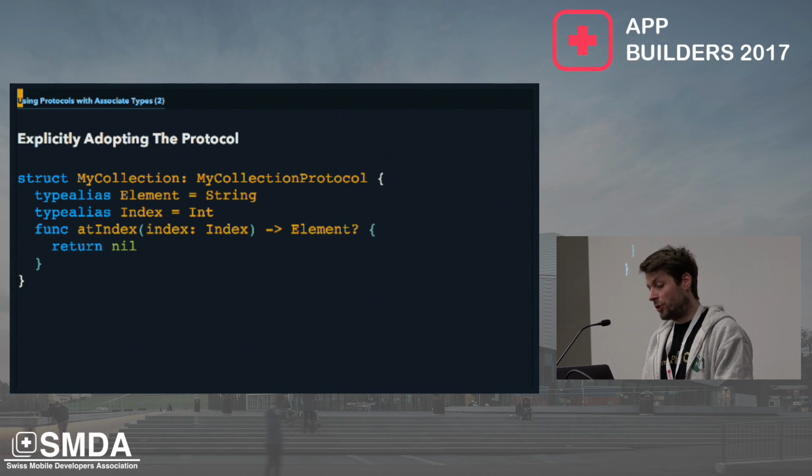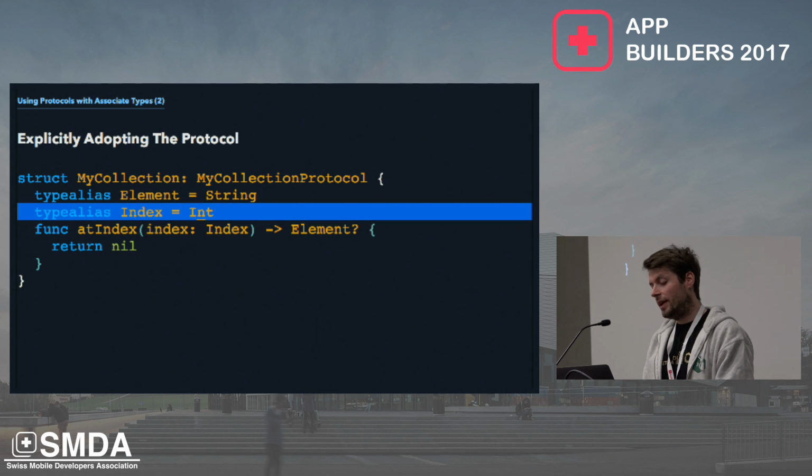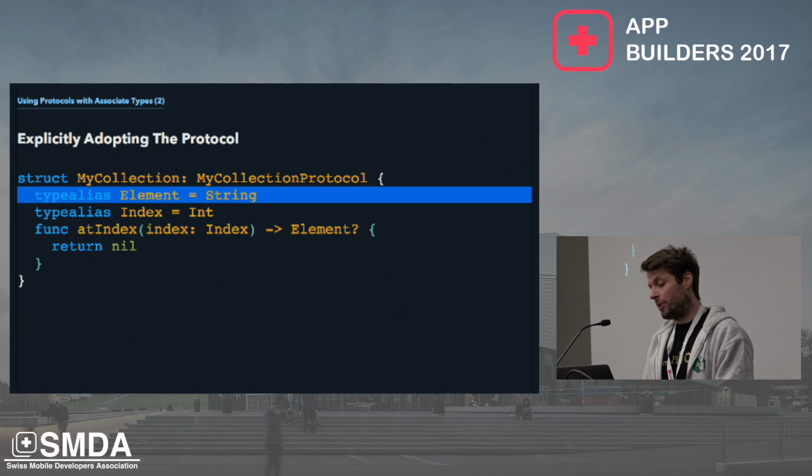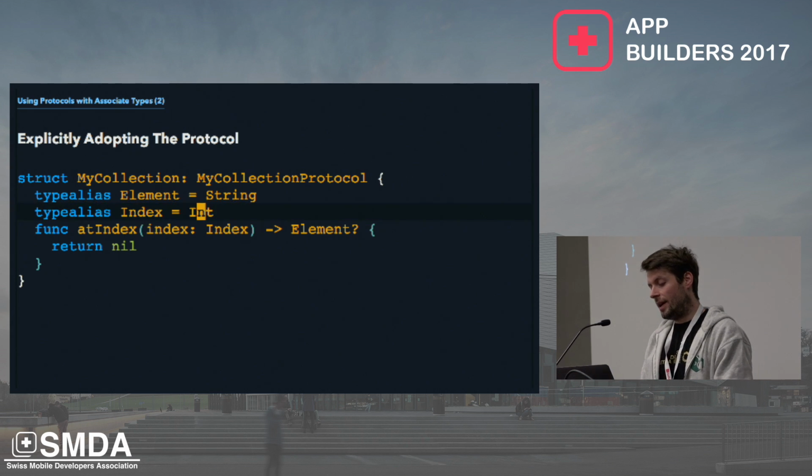And if you want to implement it, you have a struct MyCollection, and it basically implements the protocol. In this case, we are explicitly adopting the protocol, which means we are using a type alias to tell the compiler that the associated type Element is a String, and the associated type Index is an Int. And then we have our function, which basically can return the proper thing.